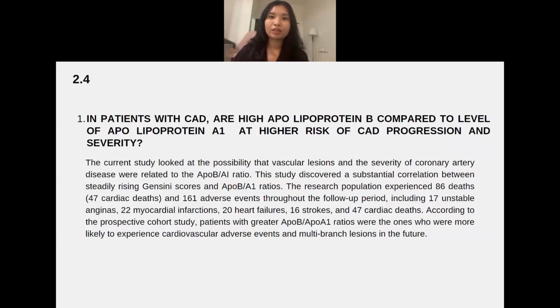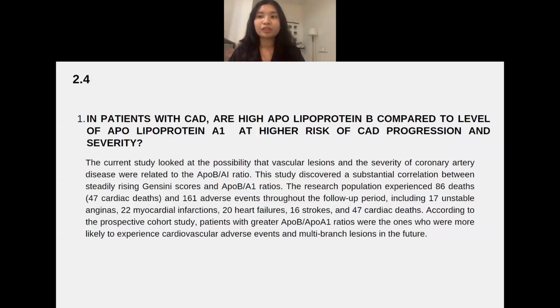The first question is, in patients with CAD, are high apolipoprotein B compared to level of apolipoprotein A1 at higher risk of CAD progression and severity? The current study looked at the possibility that vascular lesions and the severity of coronary artery disease were related to the ApoB/A1 ratio. The study discovered a substantial correlation between steadily rising Gensini scores and ApoB/A1 ratios.